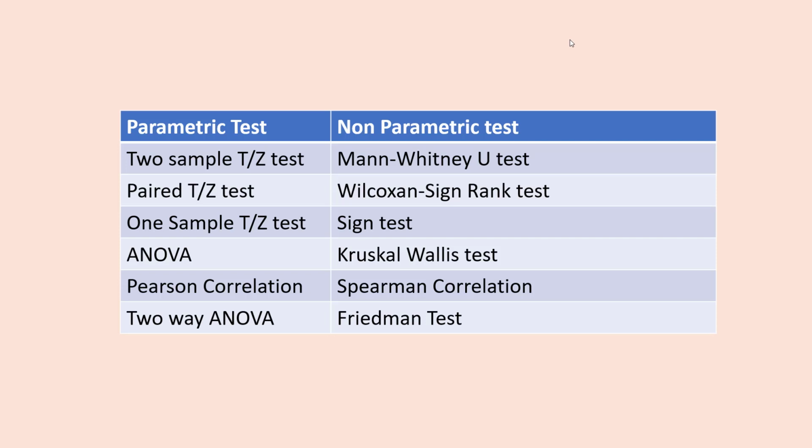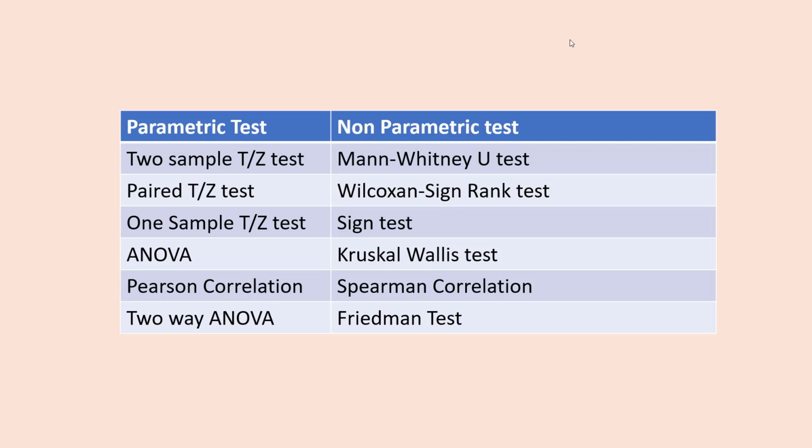In ANOVA or one-way ANOVA, we compare two or more means, while in the Kruskal-Wallis test, we compare the medians of two or more groups. The non-parametric parallel test of Pearson correlation is Spearman correlation. In Pearson correlation, we have two continuous variables which can follow normal distribution in the x and y axis. In Spearman correlation, we plot variables which may not follow the normal distribution in the x and y axis.